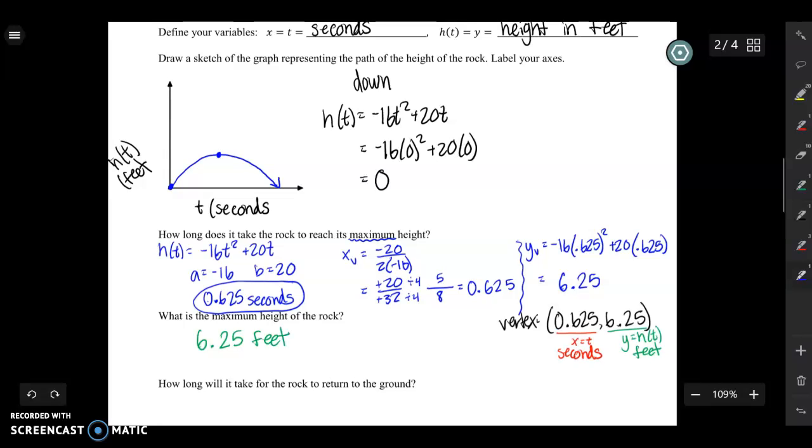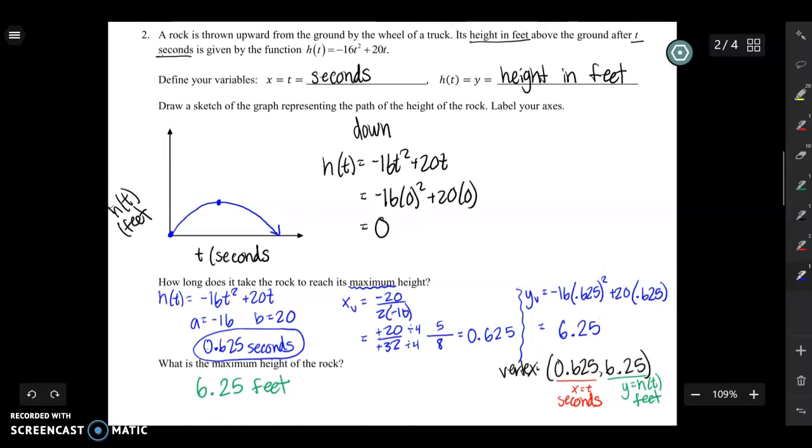Now let's just make sure that these two answers are reasonable. Let's go back to our story problem. So we're looking at a rock being thrown upward from the ground by the wheel of a truck. So think about a truck rolling over a dirt road, and this rock is just flicked up from the wheel of the truck. It would make sense that the rock is traveling really, really fast, so it's going to take less than a second for it to hit its maximum height. So to me, that means that this first piece that we got seems right.